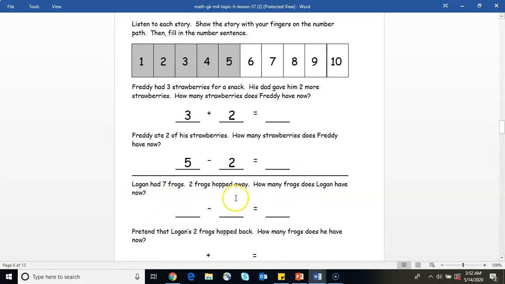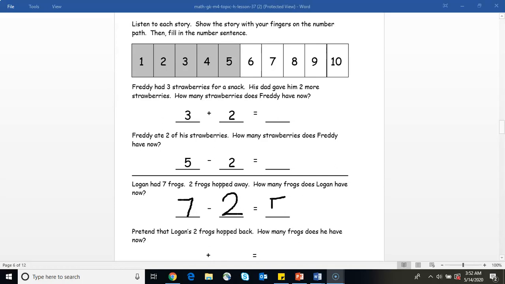Now we're going to do this one, and then we're going to move on to lesson 38. It says Logan had 7 frogs. So I already know if he had 7 frogs, that's going to be my whole. So I'm going to put 7 first. And then 2 frogs hopped away. So 2 are gone. So let's look at our number path. Go ahead and put your finger on number 7. And then we know that 2 are going away. So we're going to move to the left. So let's move 2 spots to the left. 1, 2. I landed on 5.